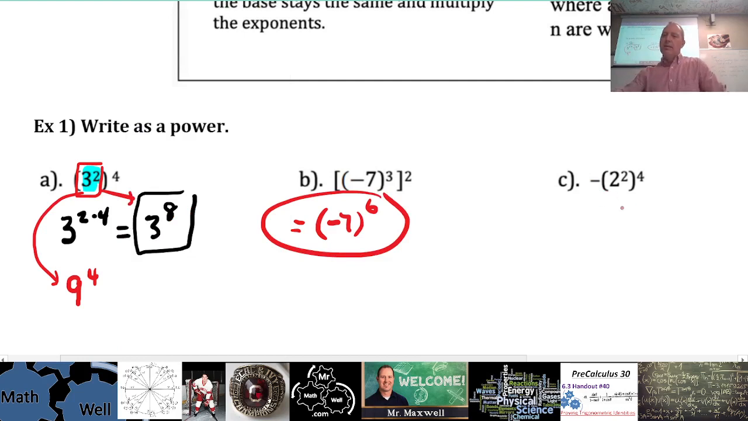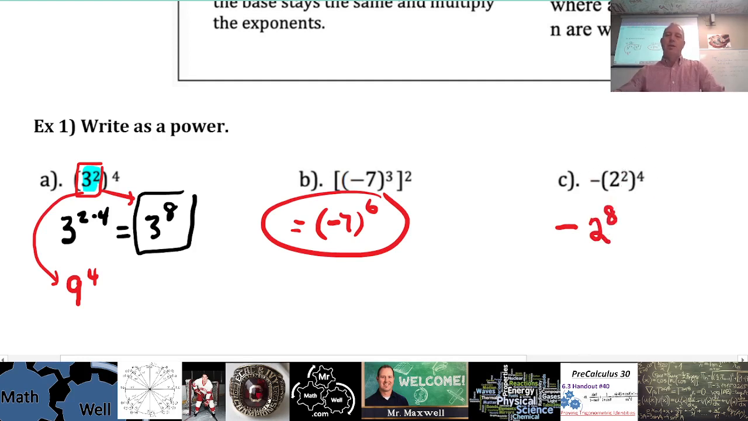All right, what's my base here? 2. It is 2, positive 2, right? This negative is outside the fence here, so it is not going to be included in any of these powers. That negative has to stay out there. So we're just going to take that negative and drop it down there, and now I'm going to deal with just this, because the negative is not part of the power. I'm going to write my base 2 to the power of what? 8. 2 times 4 is 8.